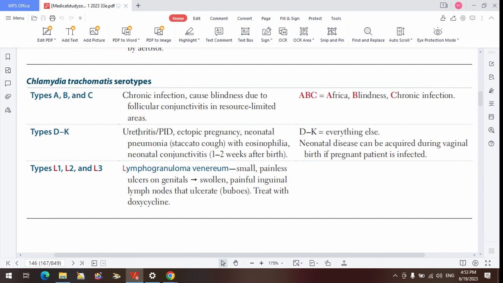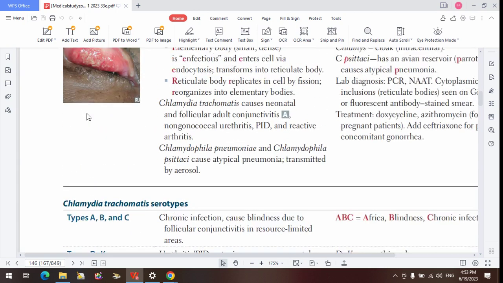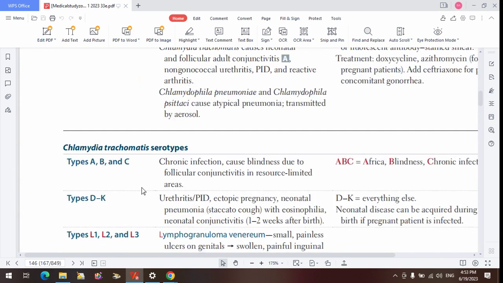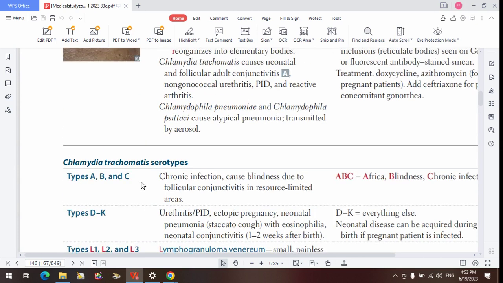We have serotypes A to L. So the A, B, C, those are the ones responsible for causing trachoma or follicular conjunctivitis. So it's a very chronic infection that will lead to formation of cells that look like granuloma. So you're going to see lesions that look like granuloma because it's chronic irritation of that conjunctiva that brings about the formation of those follicle-like lesions.